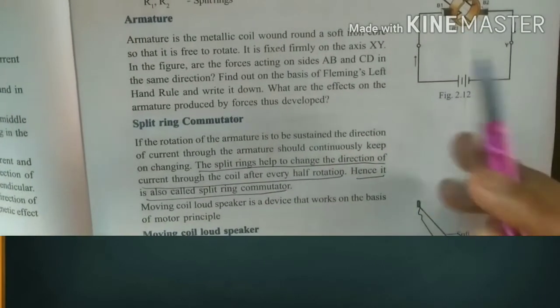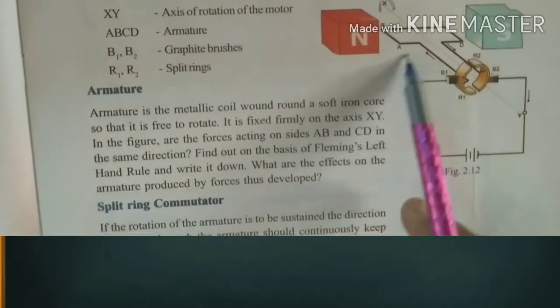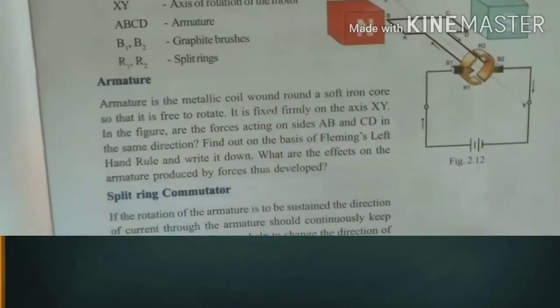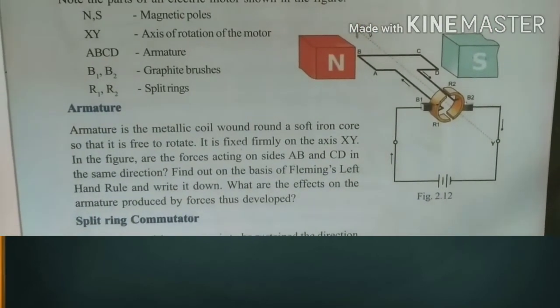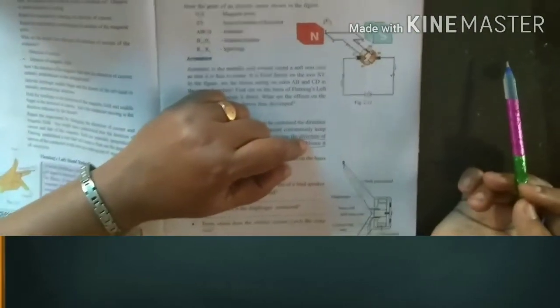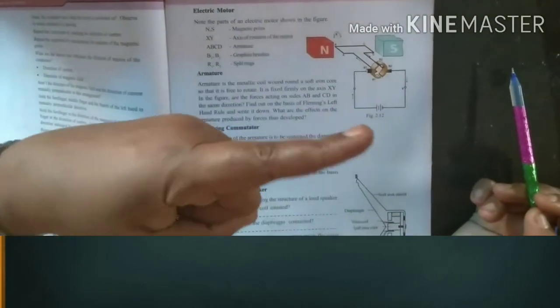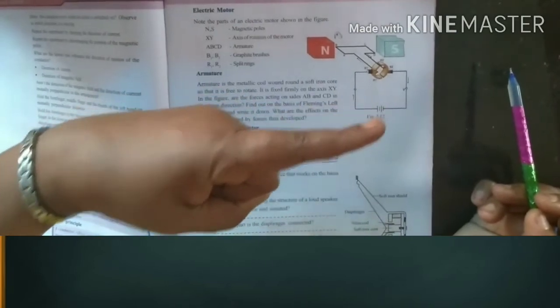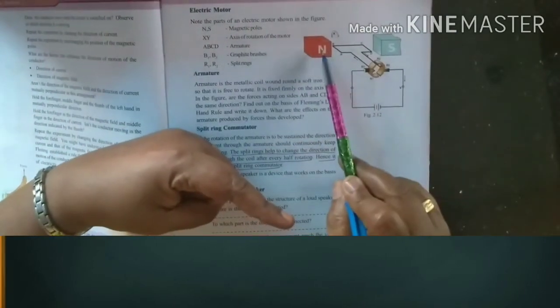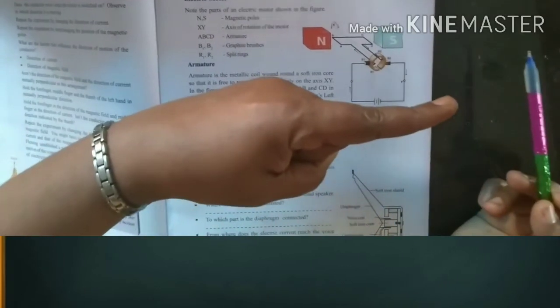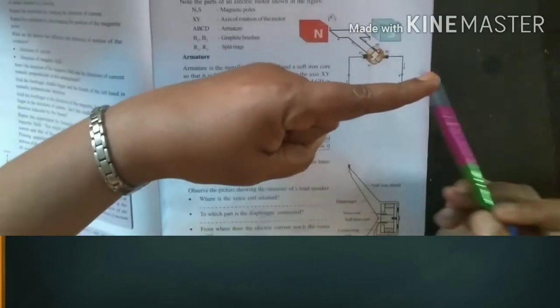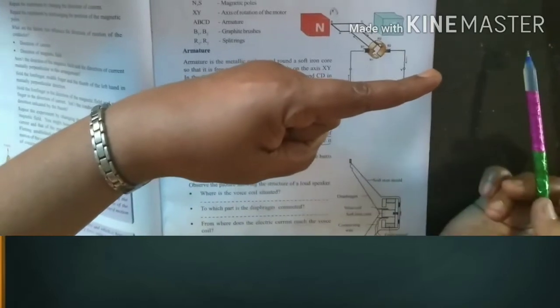So what happens here? You have to study Fleming's left hand rule. I will show you how you will apply it. I have some limitations in showing here. When you use Fleming's left hand rule, the forefinger represents the magnetic field. The magnetic field is from north to south. So the forefinger is like this. Then the middle finger shows the direction of current.